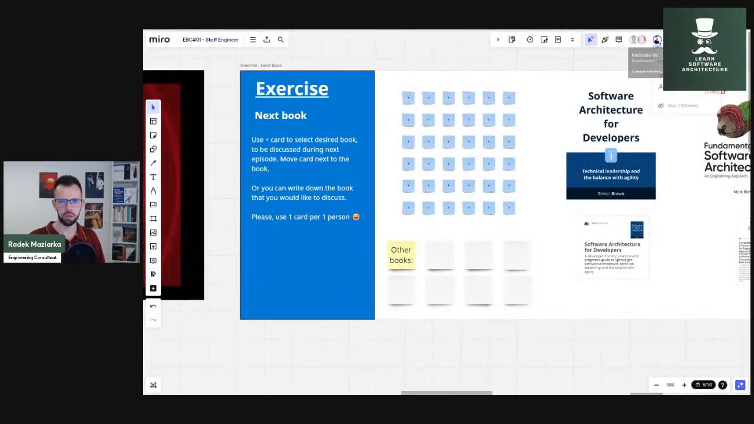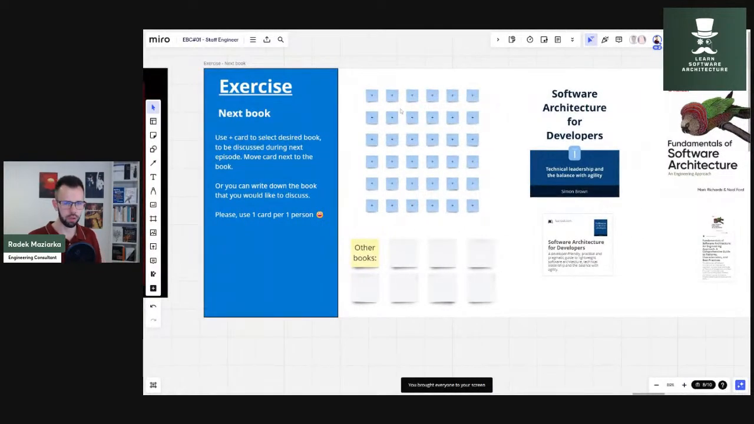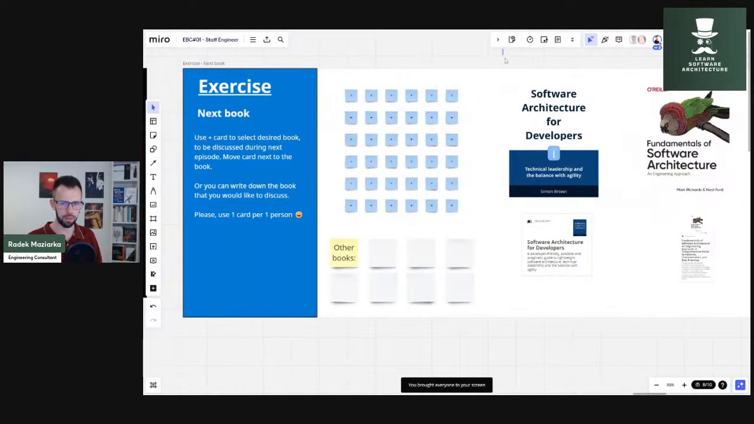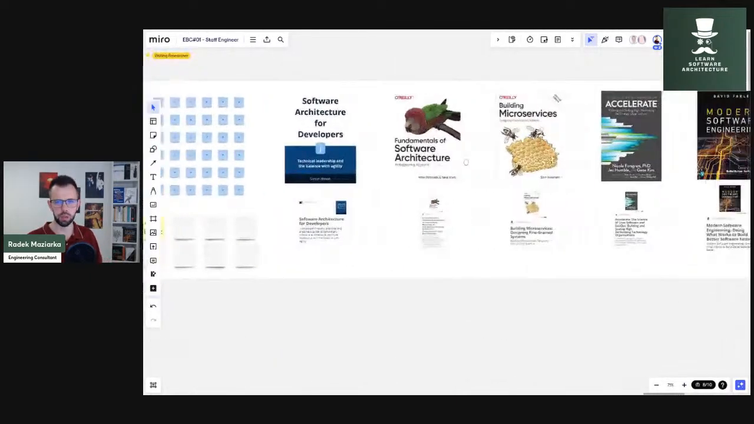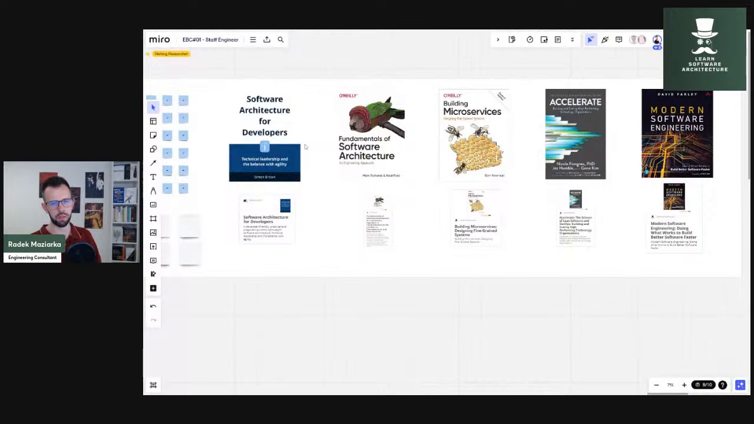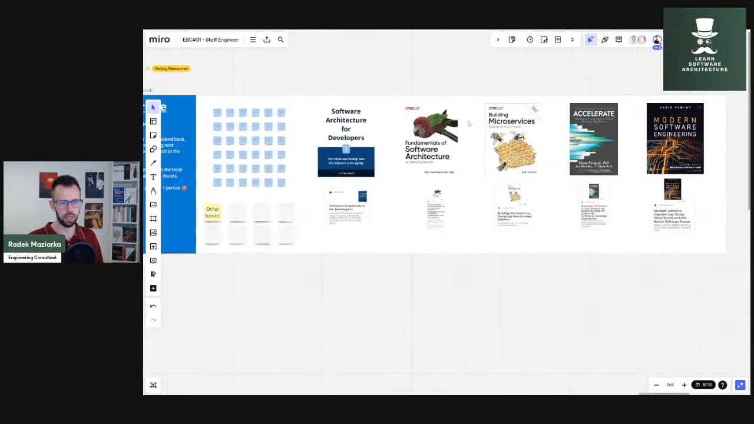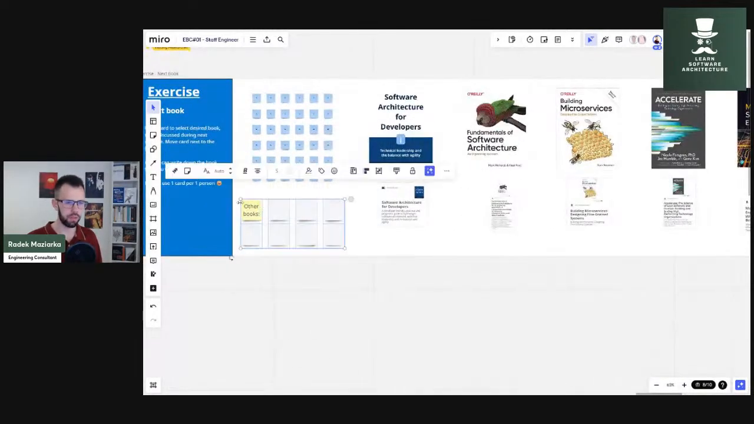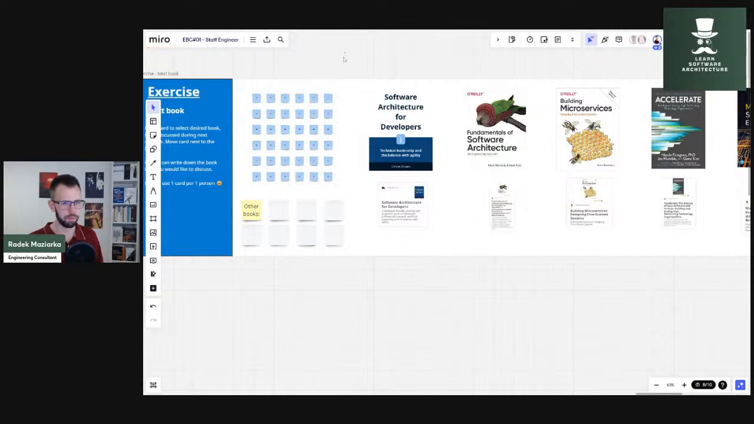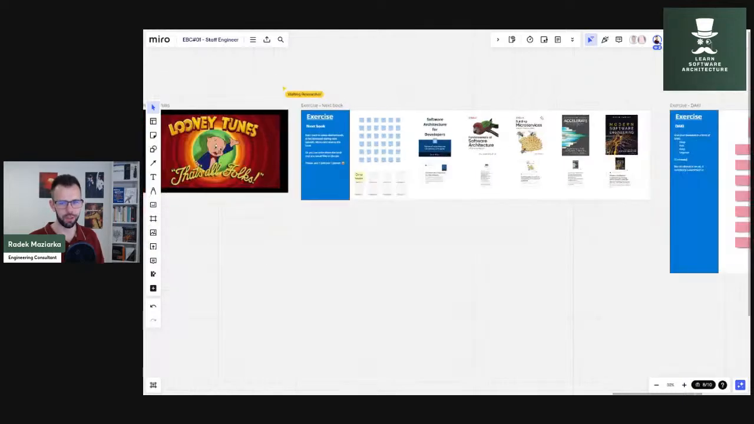You can join me on Miro to select the next book. There are 5 different books that you can choose from: Software Architecture for Developers, Fundamentals of Software Architecture, Building Microservices, Accelerate, and Modern Software Engineering by David Farley. Or you can write down the different books that you want to discuss here. There are points that you can move and discuss, and we will discuss this book later on.